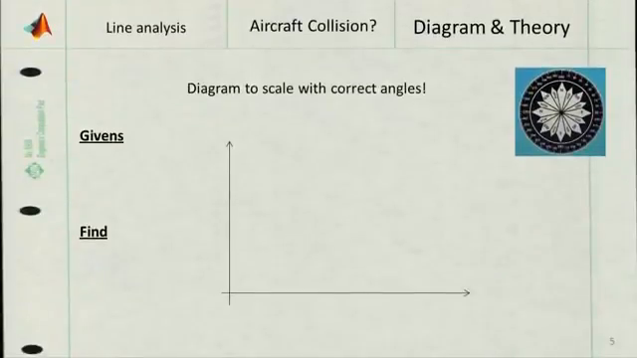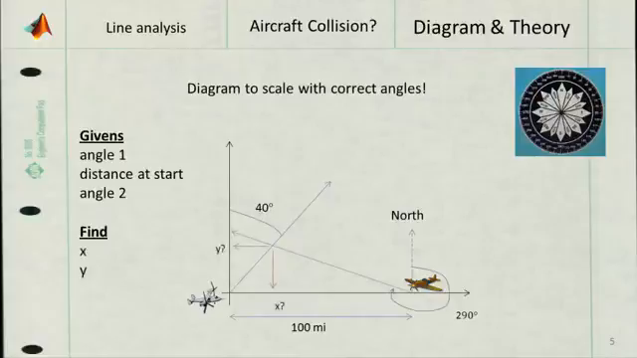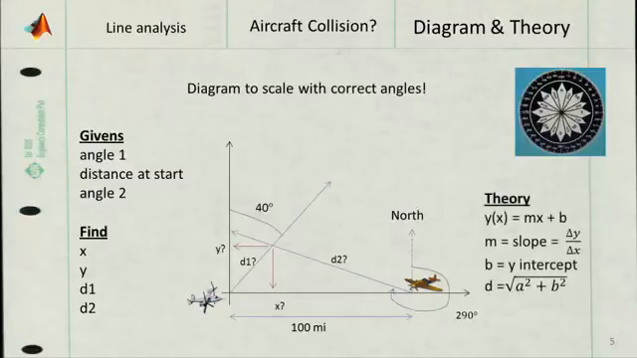A quick diagram will introduce not only the given, the find, but also the theory. First, aircraft 1's heading is known. Aircraft 2's starting point, but also its heading is known. Those are our 3 givens. To find the XY coordinate of the intersection will help us eventually calculate the 2 distances at which we will be careful when we fly. The theory is nothing but the equation of a line, with m being the slope and b being the y-intercept, but also the distance formula.